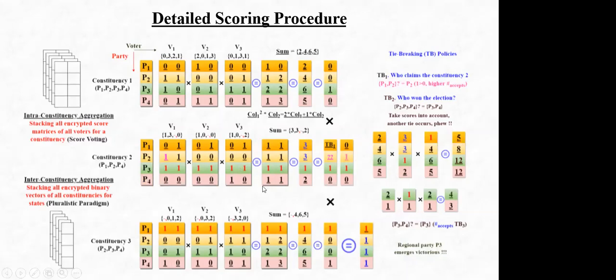Now what happens for constituency 2? Everything goes well, but the scores are 3, 3, 1, 2. They are tied. Party P1 and P2 are tied at the scores of 3, 3. Now the question is, who should go through? Here we are basically checking. So there are scores of 0, 1, 2, and 3.